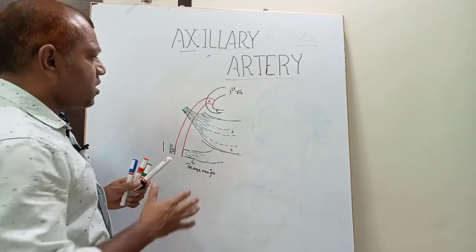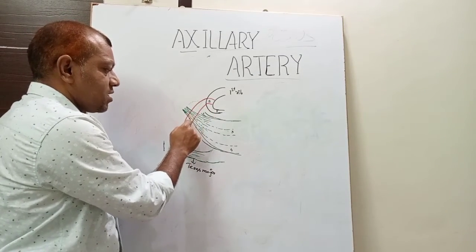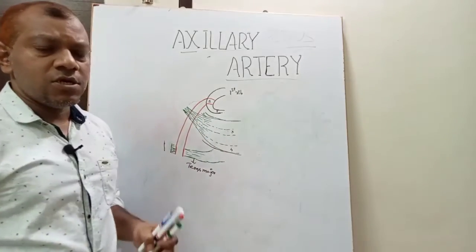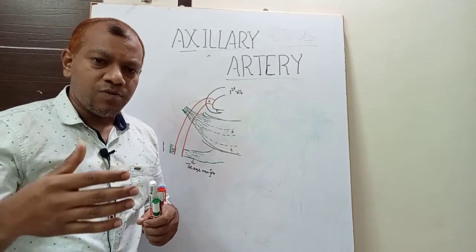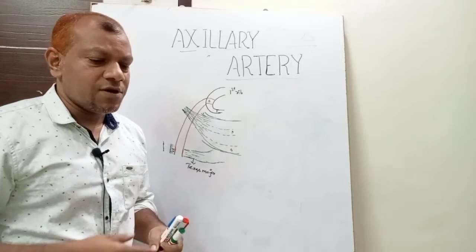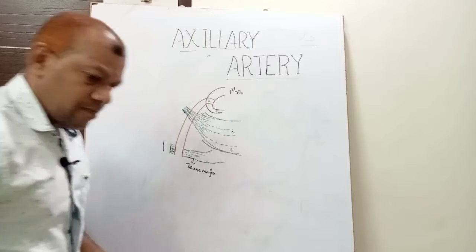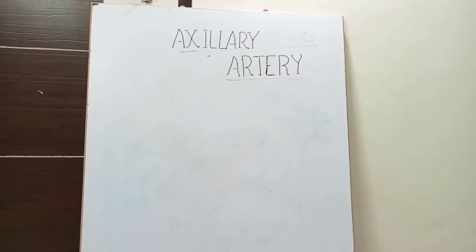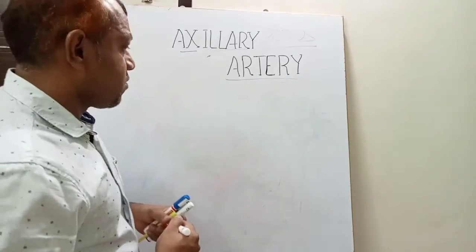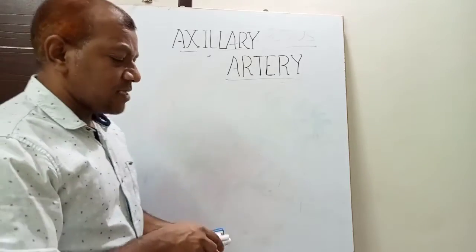Now we are going to see the three parts. First part above the pectoralis minor, second part under the pectoralis minor, third part below the pectoralis minor. And now the relations we are going to discuss. What is present anterior, what is present posterior to the first part of axillary artery, and the second part and third part, that we are going to discuss. So let us discuss about these three parts. Now we are going to discuss the relations of the first part, second part, and third part of axillary artery.